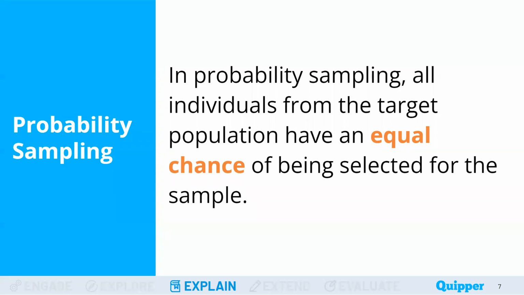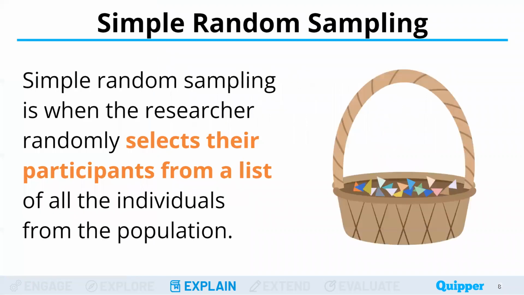Probability sampling. In probability sampling, all individuals from target population have an equal chance of being selected for the sample. Okay, so parang hindi tayo namimili, no? Random. Kahit pa anong year niyan sa school, as long as student siya and taga Cavite, then lahat ng yun ay may equal opportunity to answer your survey.